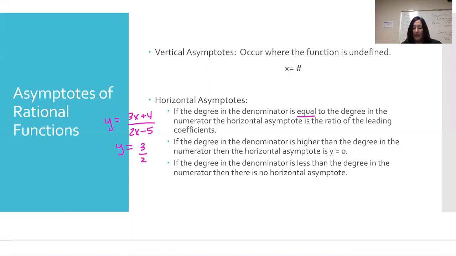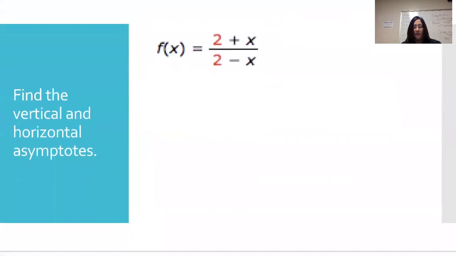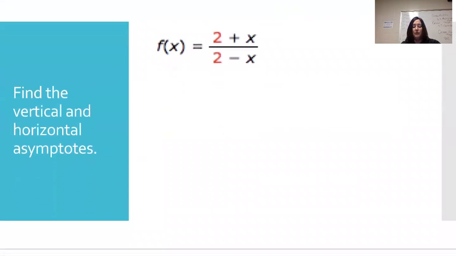If the degree in the denominator is higher than the degree in the numerator, then your asymptote is always y equals 0. The last one, if your degree in the denominator is less than the degree in the numerator, there is no horizontal asymptote. So the next problems that you have are finding the vertical and horizontal asymptotes.